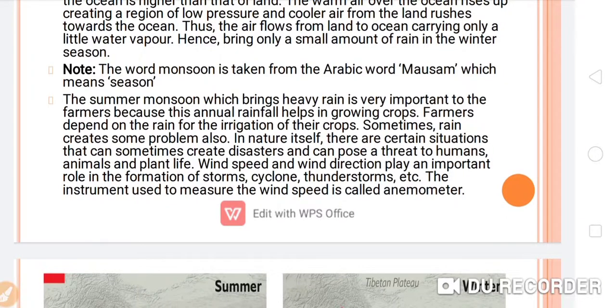Sometimes rain creates some problems in nature itself. There are certain situations that can create disasters and pose a threat to humans, animals and plant life. Wind speed and wind direction play an important role in the formation of storms, cyclones, thunderstorms, etc. The instrument used to measure the wind speed is called the anemometer. So this is very important.